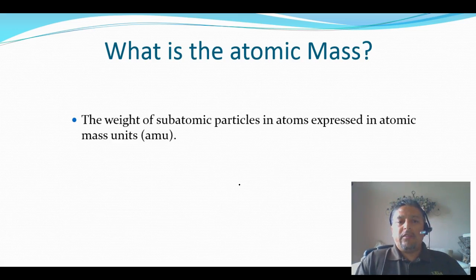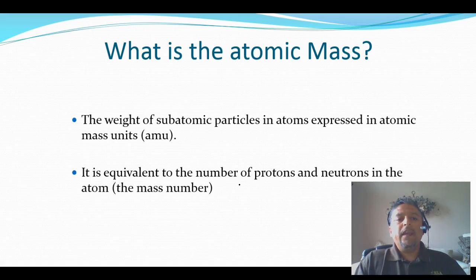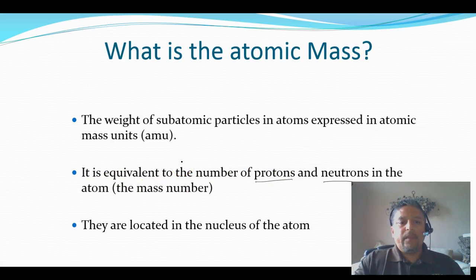The atomic mass is considered the weight of subatomic particles in atoms expressed in atomic mass units, or AMUs. It is also equivalent to the number of protons and neutrons inside the atom. So we have protons and neutrons in the atom. They're also located inside the nucleus of the atom. Okay, so keep that in mind.